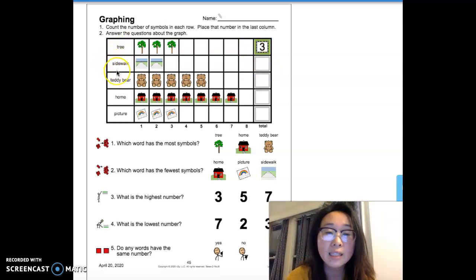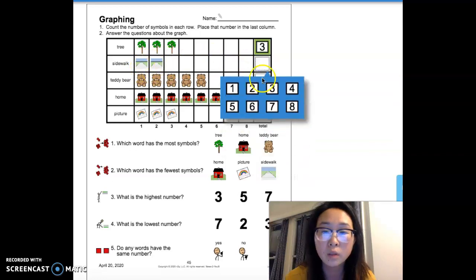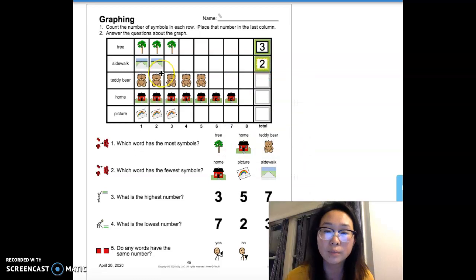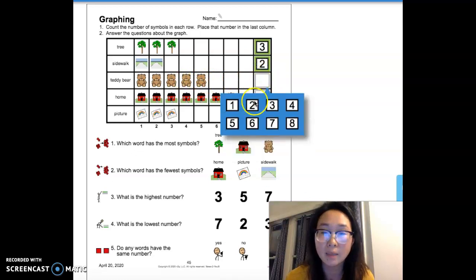Number 2, the next one is sidewalk. Sidewalk. 1, 2. 2 sidewalks. Our next word is teddy bear. Teddy bear. 1, 2, 3, 4, 5. 5 teddy bears.